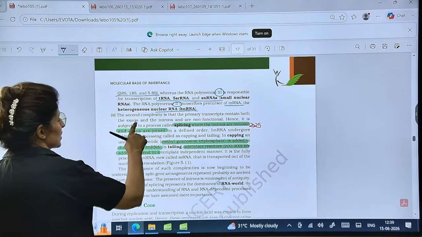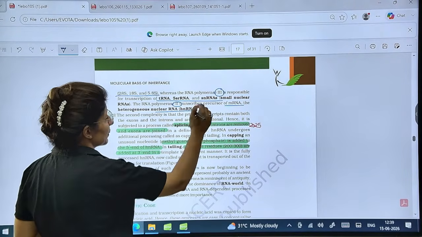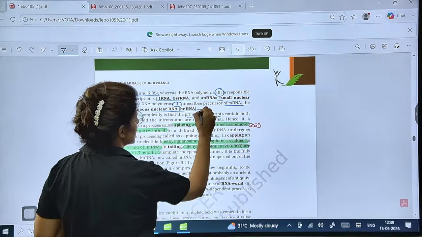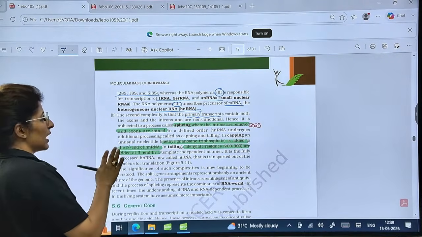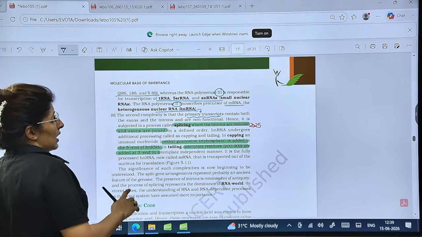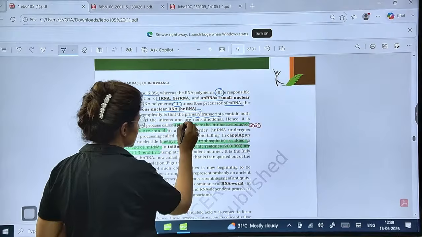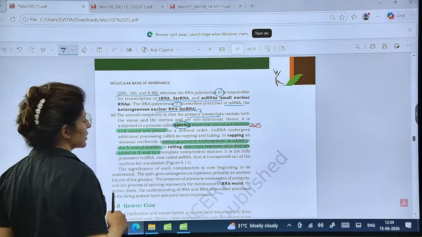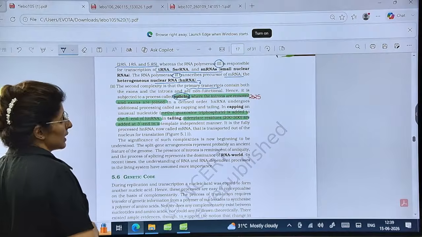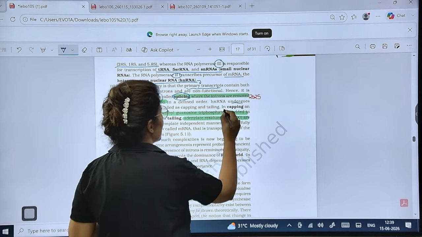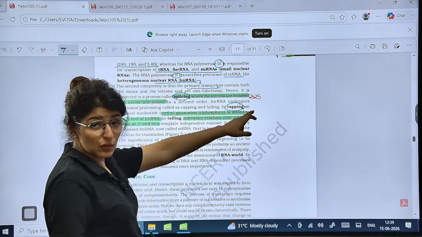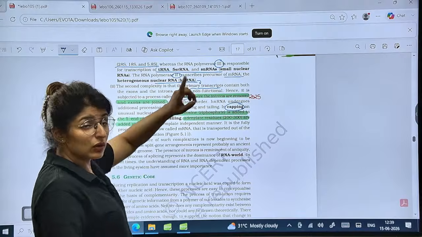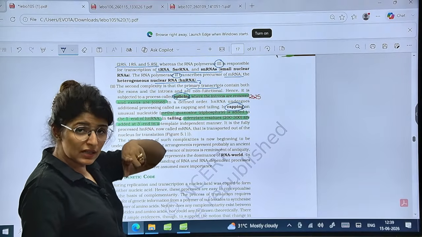Then another question. The second complexity is that the primary transcript is hnRNA, which contains both exons and introns. Is that clear? So we need to remove these introns, and this process is known as splicing. Another, capping has to take place. So this was asked in 2025. So we have to cut the non-coding parts, that is the introns.